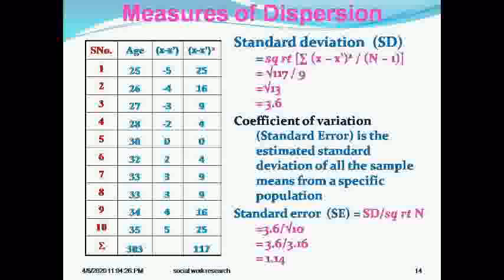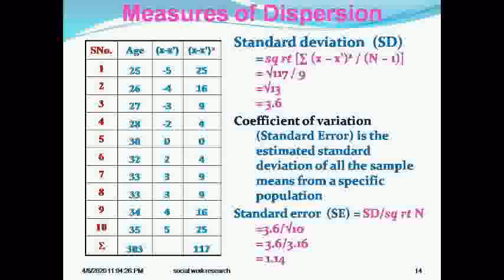And see x minus x dash, you can see in the third column, x minus x dash, the first value is minus 5. X means 25, the observation. X dash means 30, that is the average. 25 minus 30 means minus 5. Similarly, 26 minus 30 is equal to negative 4.